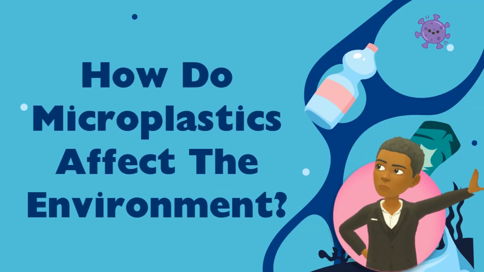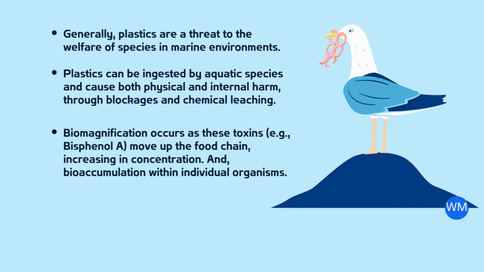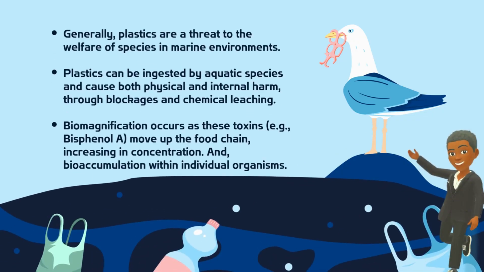So now we'll be discussing how microplastics affect the environment. Generally, plastics are seen as a growing environmental concern as they pose a threat to the welfare of species, especially those living in marine ecosystems. Plastics can enter the food web by being ingested by aquatic organisms, where they cause both physical and internal harm, whether that be through blockages within internal body systems that are imperative for the function of that organism, such as the respiratory system, or chemical leaching and the release of toxic chemicals.